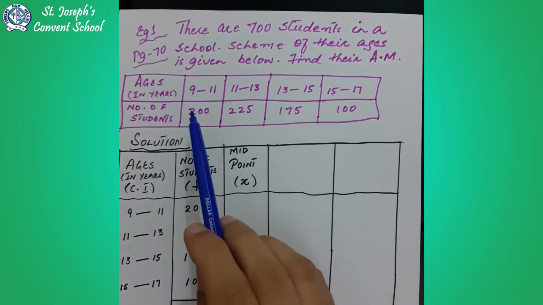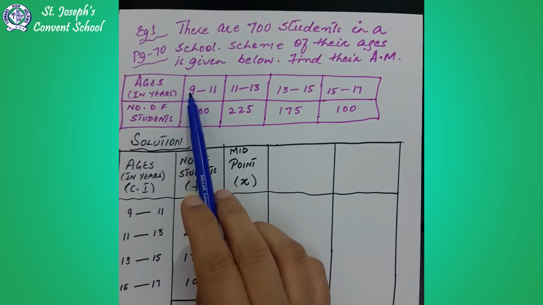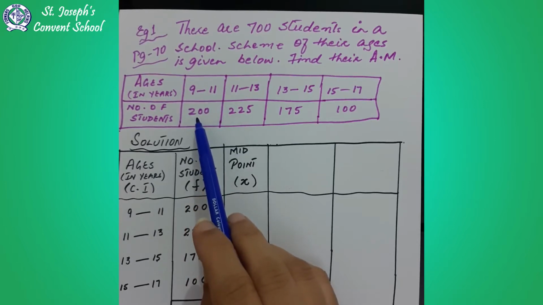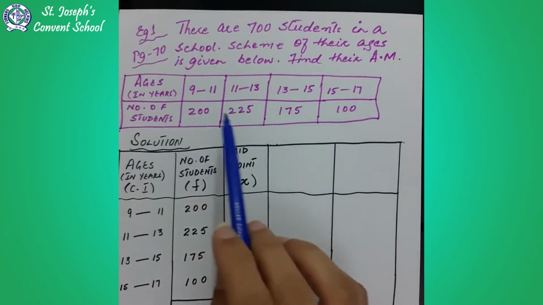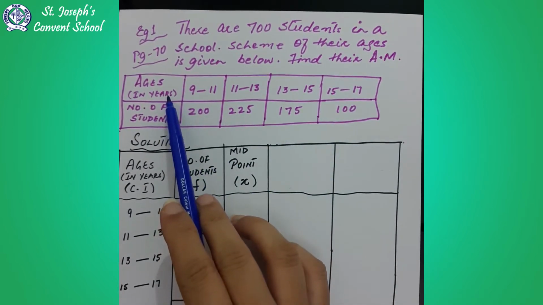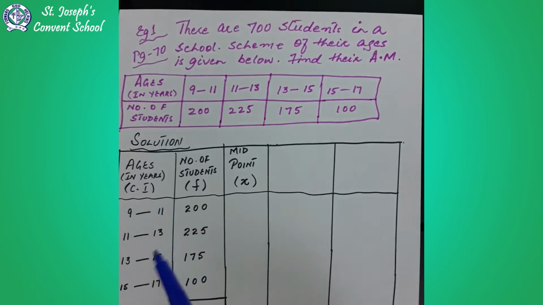Okay, 200 students are in the group of 9 till 11 ages. So these columns are given, they will always give you two columns. First column is always known as class interval. I have made the columns here, you can see it.